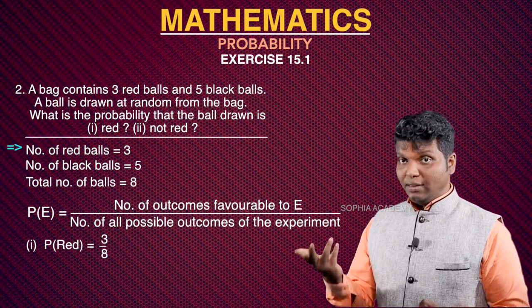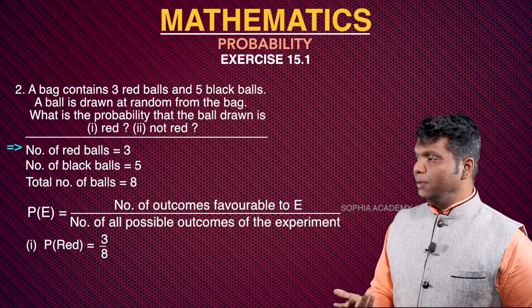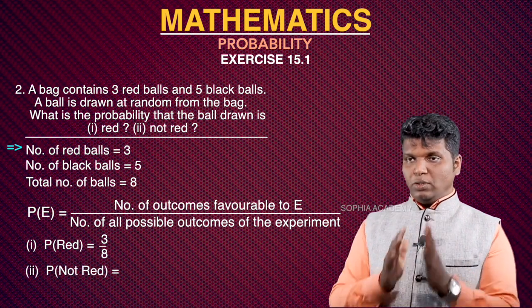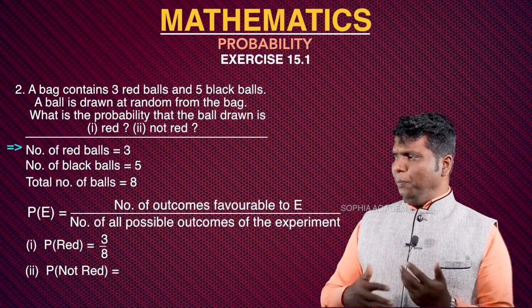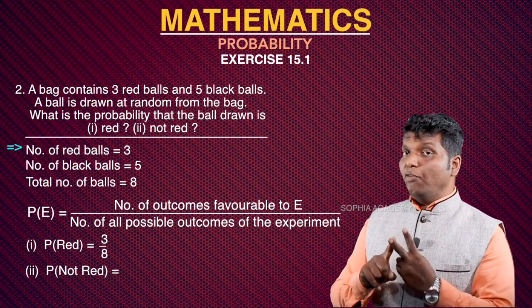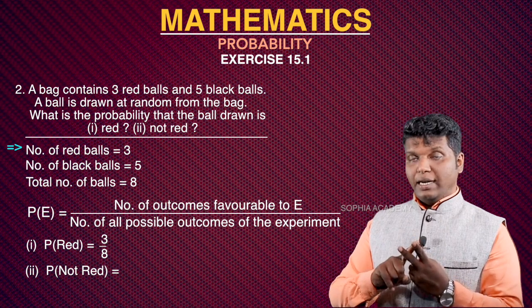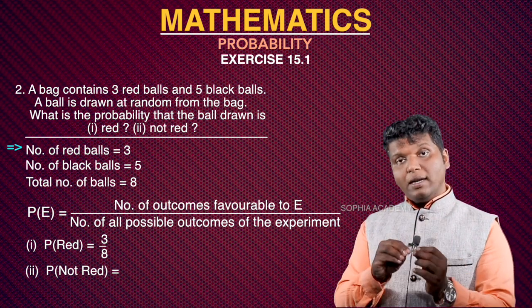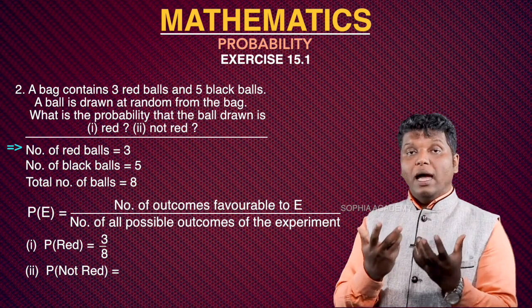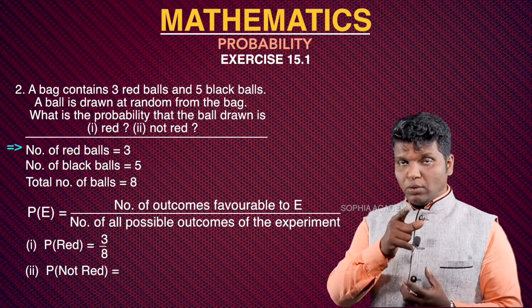Out of 8, there are 3 balls. Now the next question is "not red". This question is so important. Understand it like this: there are only two types of colors, one is black and the other is red. So if it is not red, what is the question really asking? It's asking about the probability of black balls. That's what the question actually is.